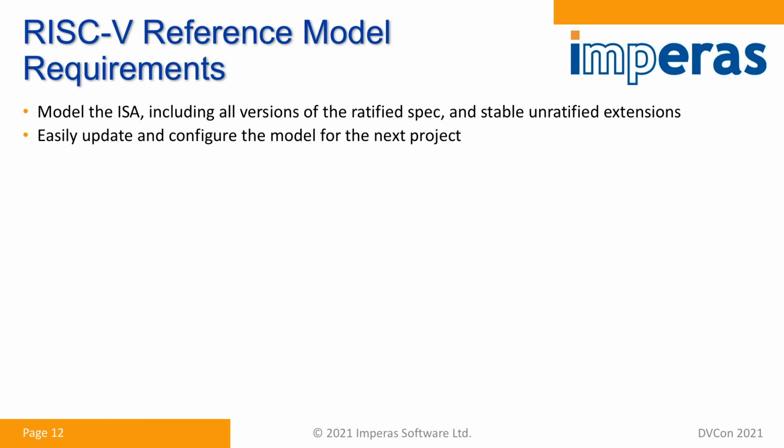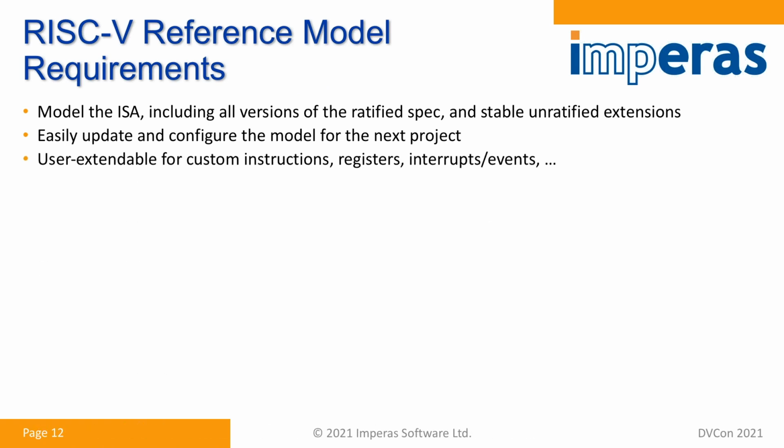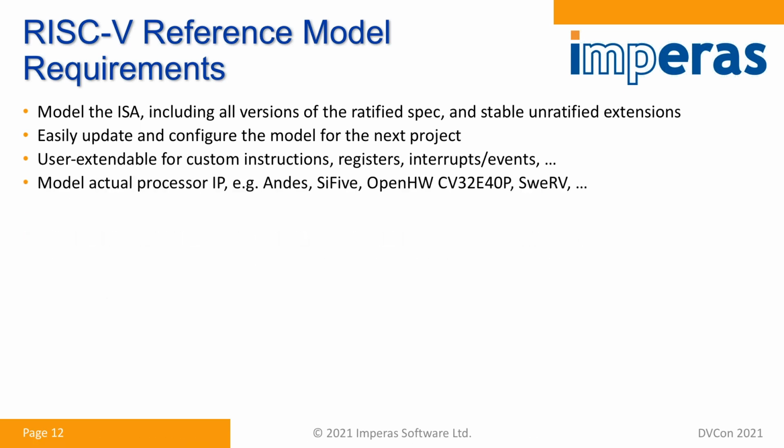You need to be able to easily update and configure the model for the next project. You need to have it be user extendable for custom instructions, custom registers, also custom interrupts and events. With the openness of the RISC-V architecture, it isn't just instructions, it isn't just registers, but also the interrupt and event architecture that you might want to customize. You need to be able to model actual processor IP, for example, Andes, SiFive, OpenHW Group, SweRV, as well as anything you are building yourself.